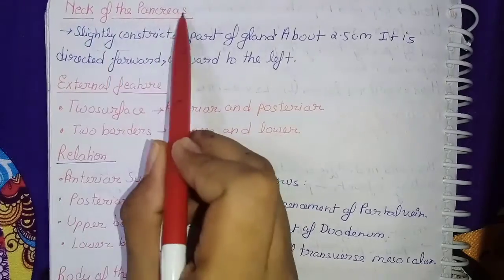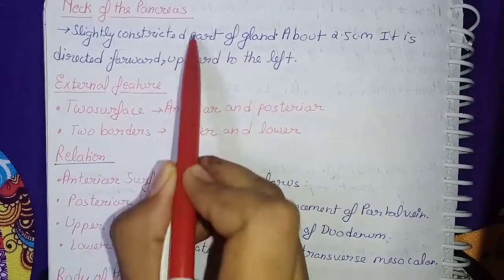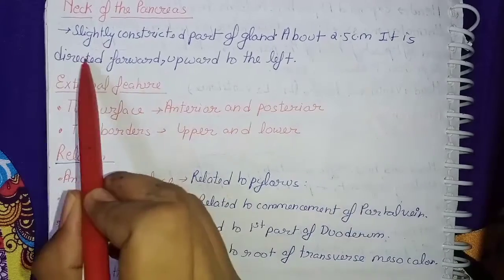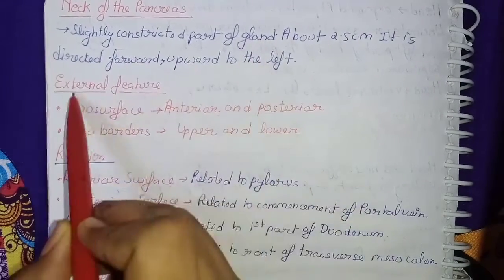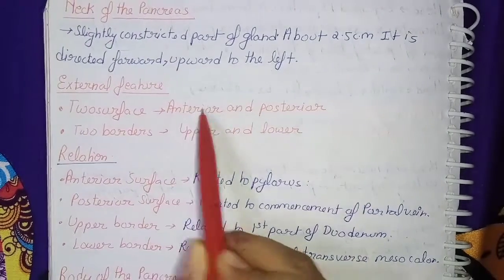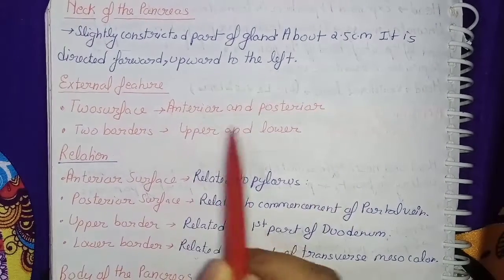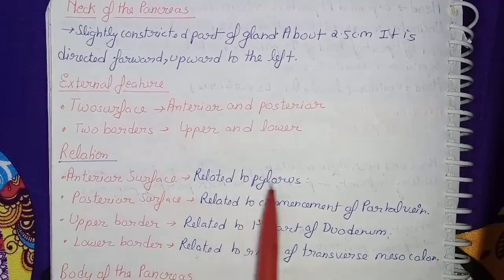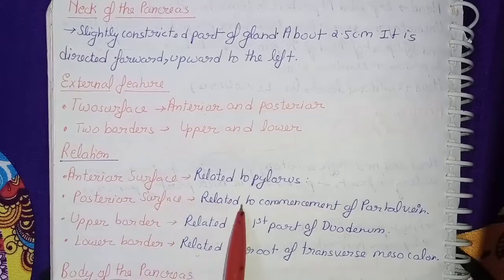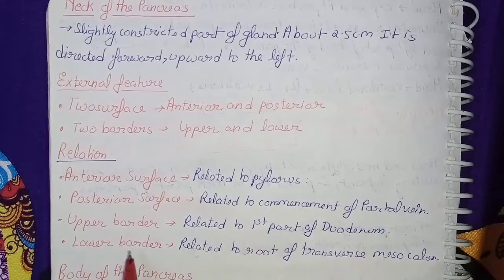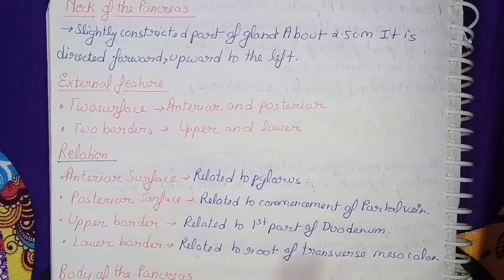Now coming to neck of pancreas. It is a slightly constricted part of the gland, about 2.5 centimeter. It is directed forward, upward and to the left. External features: it has 2 surfaces and 2 borders. 2 surfaces are anterior and posterior surface, 2 borders are upper and lower border. Now coming to the relations. Anterior surface is related to pylorus of stomach, posterior surface related to commencement of the portal vein, and upper border related to the first part of duodenum, lower border related to root of transverse mesocolon.